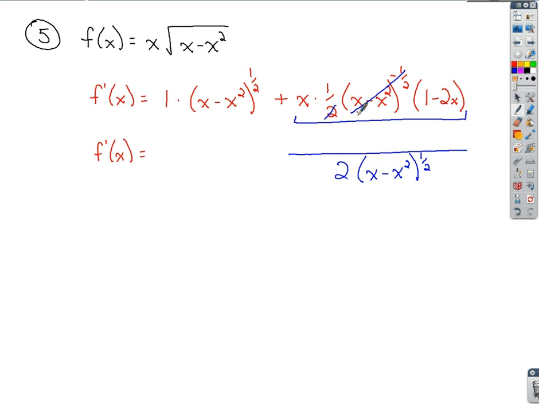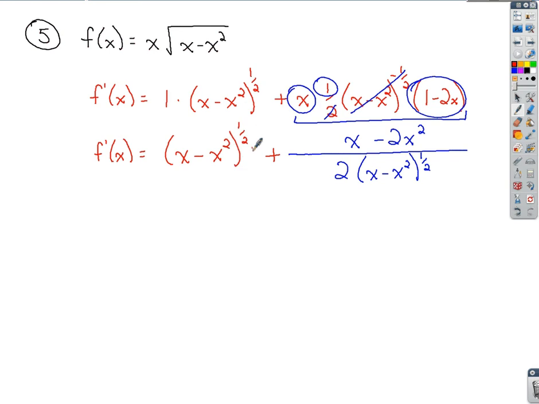As far as what remains, well, we've got an x, we've got a 1, we've got a 1 minus 2x. We could multiply all that out. If I multiply all that out, I'd have x minus 2x squared. At the same time, you've got to remember to bring down the other part of this. And the other part, since I'm only multiplying part of this by 1, is going to be x minus x squared, all raised to the 1/2.